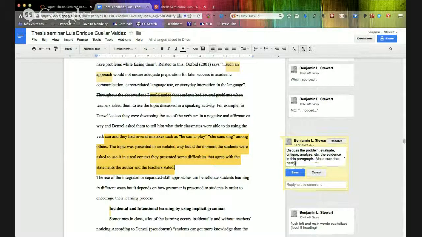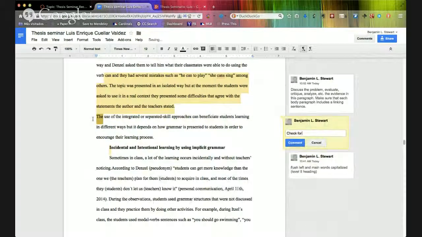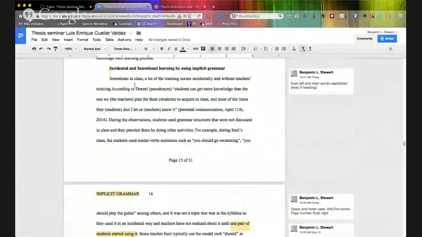Make sure that each paragraph includes linking sentences. Okay. So check for spelling consistency. Sometimes in class, a lot of, so add a topic sentence here.